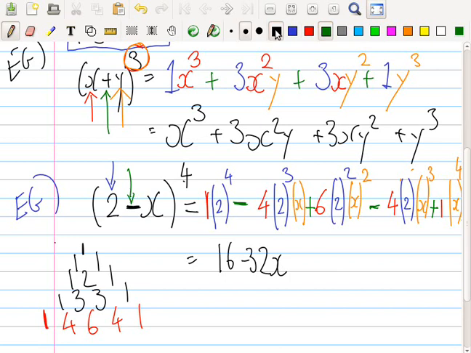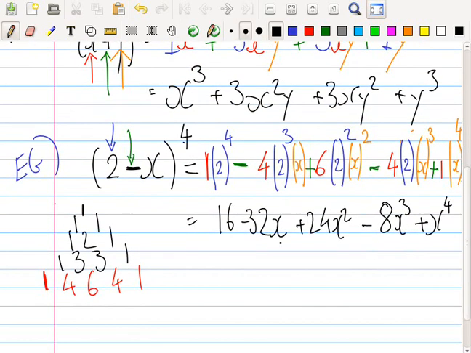Okay, where was I? 4. This one. 2 squared is 4. 4 times 6? 24. X squared. 2 times 4? 8. X cubed, and then at the end? X4. And normally, well, it doesn't actually matter.